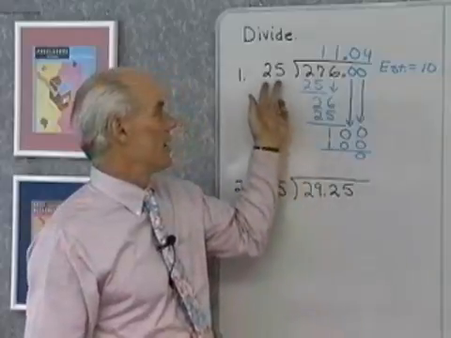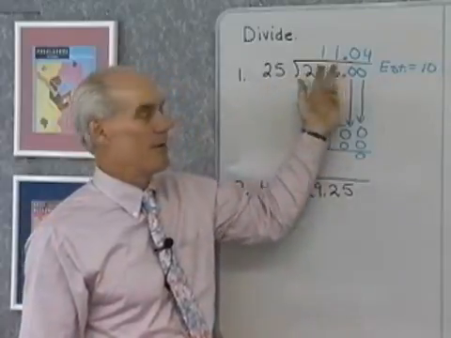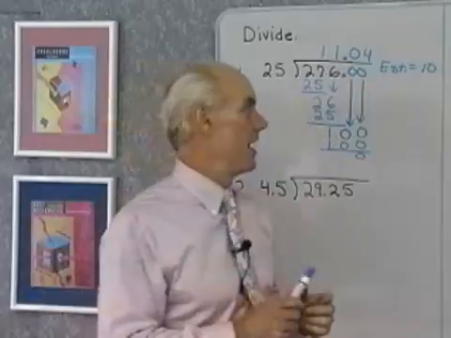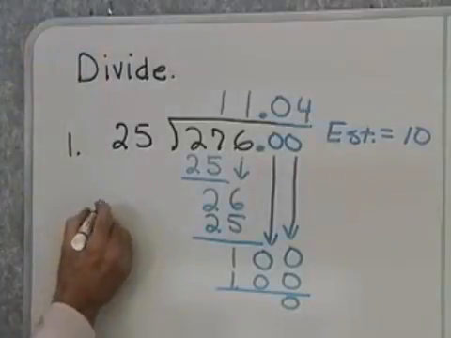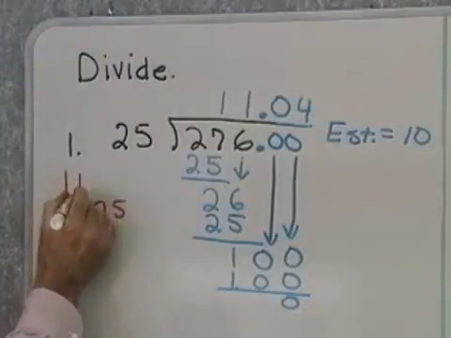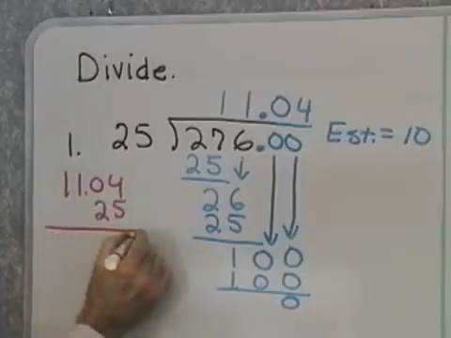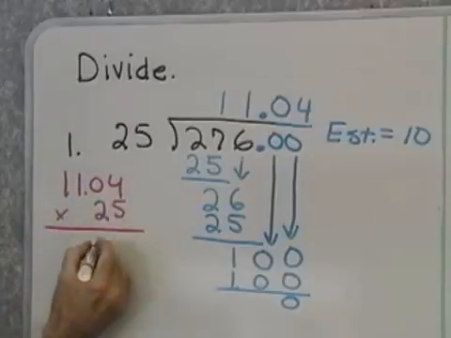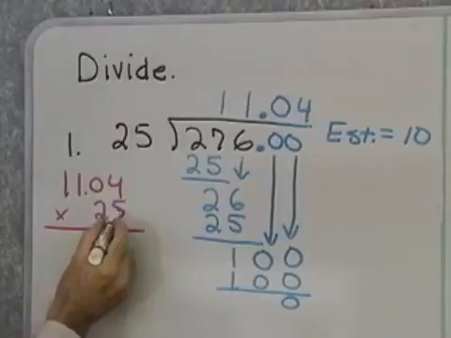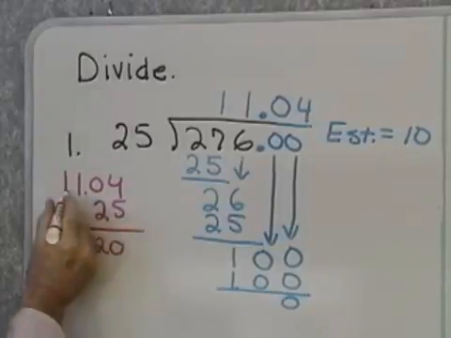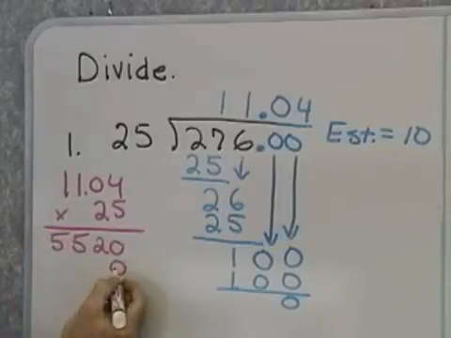Now, if I want to, I can check this answer by multiplying 25 by 11.04, and I want to do that. 25 times 11.04. Let's just see if we can do this real quick. I'll multiply. 5 times 4 is 20. Carried the 2, but I had a 0. 5 times 1 is 5. 5 times 1 is 5. Put that 0 for the placeholder.